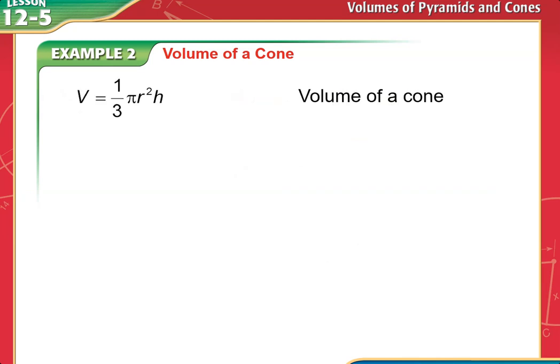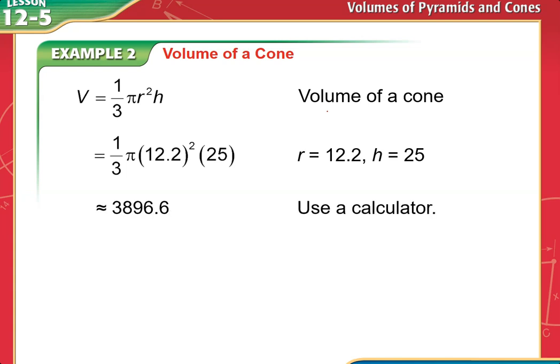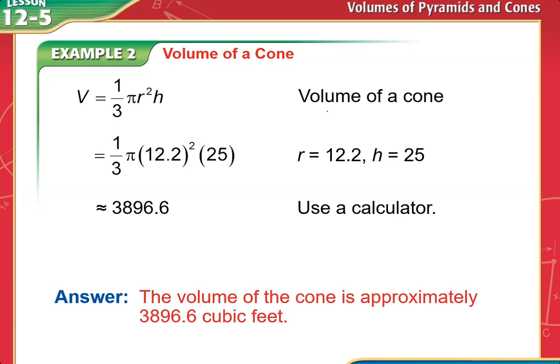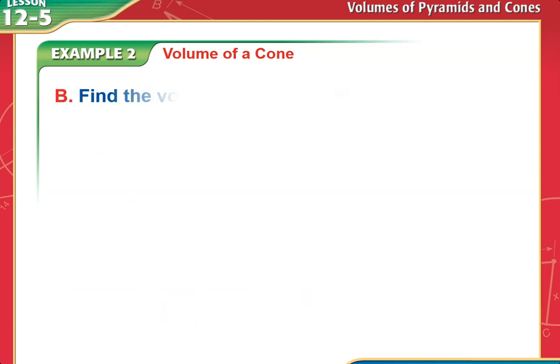So there's the 1/3 pi r squared h. Plug our values in, and somewhere close to 3,900, right? Using our calculator, and then final answer 3,896.6 cubic feet. Now, if we were rounding this to the nearest tenth, then we would have said 0.7 because it was 0.6 repeating. Okay, let's find the volume of a cone to the nearest tenth.